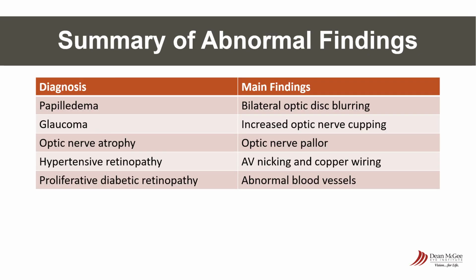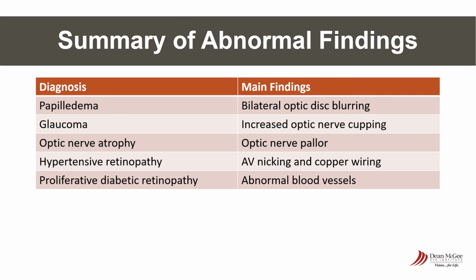This table provides a summary of the main findings you will see in each of the conditions that we have reviewed. In terms of optic nerve pathology, you may see papilledema, glaucoma, or optic nerve atrophy. With papilledema, the disc margins are blurred bilaterally. In glaucoma, there's increased optic nerve head cupping. And finally, in optic nerve atrophy, the nerve will appear diffusely white or pale.